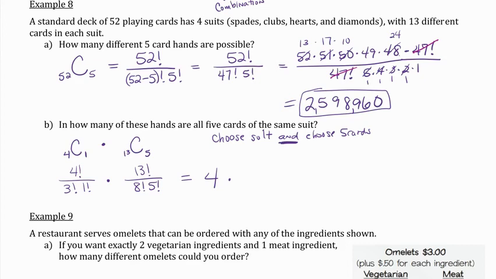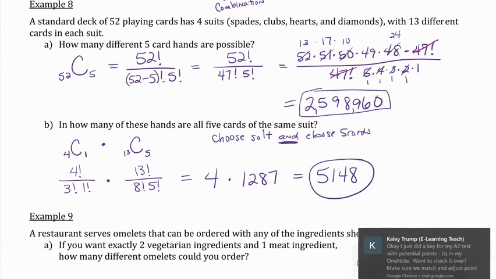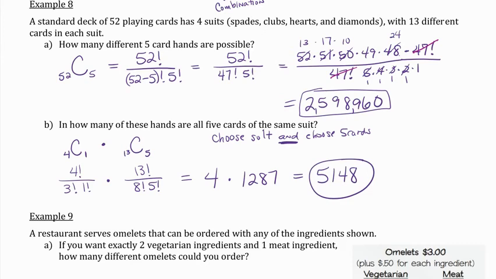And then the other one, the 13 factorial divided by 8 factorial, and then divided by 5 factorial, I'm just going to use my calculator. I get 1,287. So then if I multiply those 2 numbers, I get 5,148. So there are 5,148 different hands you could get where all 5 cards are the same suit. Sometimes you'll have to do a problem where there's more than one combination.